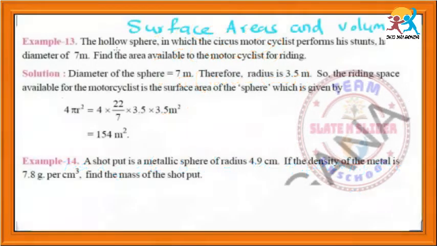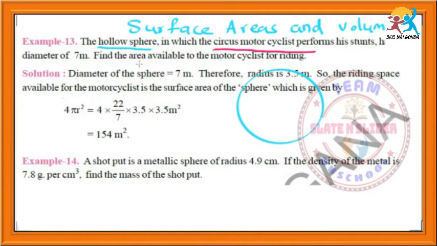The hollow sphere. Here the word hollow sphere. Hollow in the sense a sphere which has empty space inside of it. That means it should be like this. Nothing is inside of it. Only the curved surface area will be present in that sphere, in which the circus motor cyclist performs his stunts, has a diameter of 7 meters. Find the area available to the motorcyclist for riding.